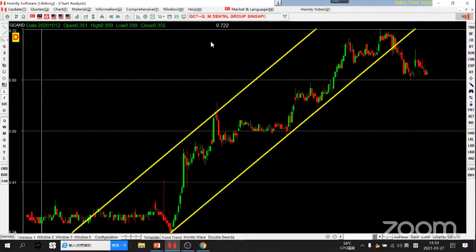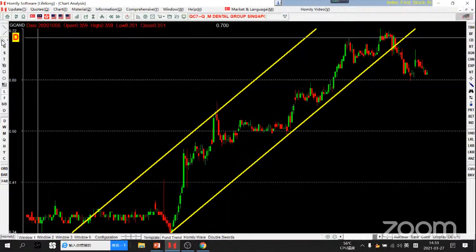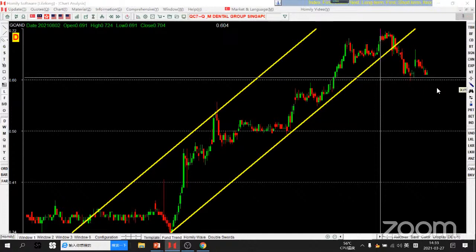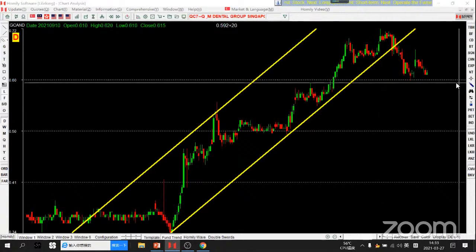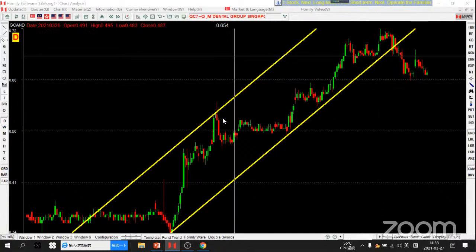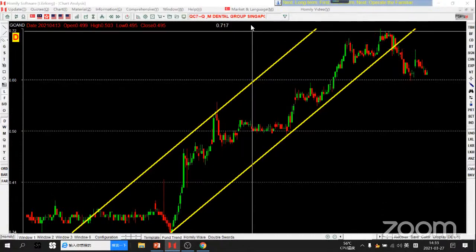Okay, any questions on how to draw this parallel line? If no questions, just type no. All right, I don't see any questions. Okay. Any questions? Okay, all right.